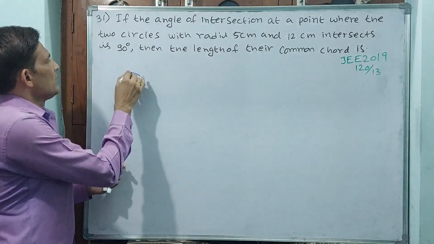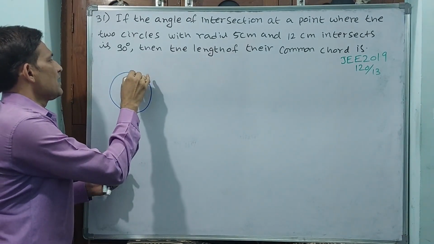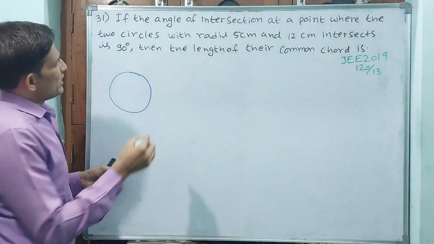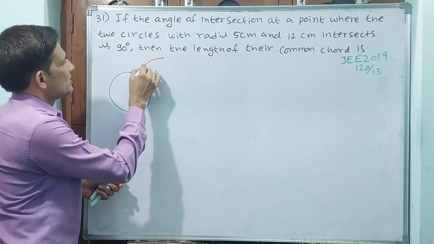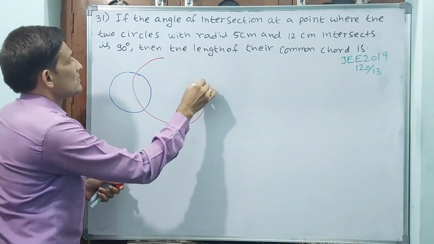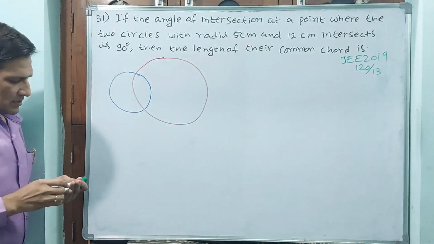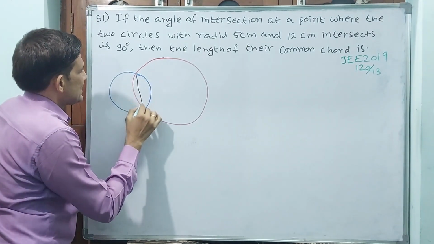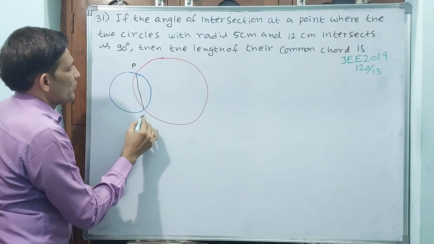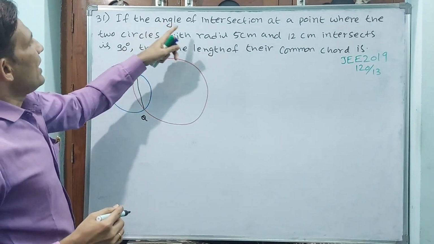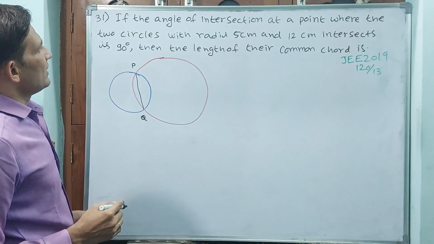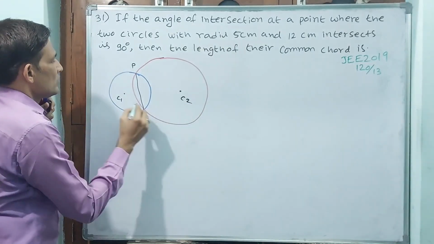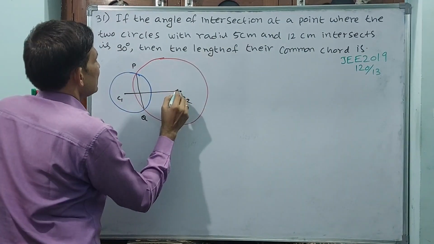See what I want to say. Say this is the 5 cm circle, one circle. Another circle I am taking 12 cm, and a common tangent is there. This is the common tangent. Say P and Q is your common tangent. They have given the angle of intersection of the point where the two circles with radii meet. See, this is the radius, this is the center, C1, C2.